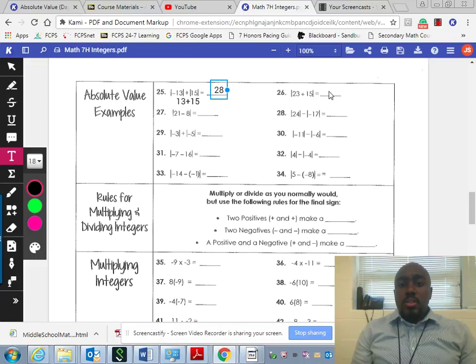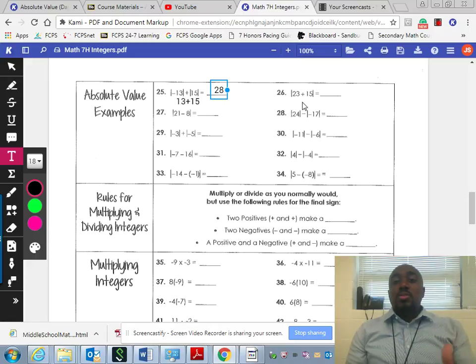Let's jump over here and do this example right here. Notice in this problem over here, the absolute value is around both individual integers, and here the absolute value is around the entire problem. So we're going to do the problem inside the absolute value symbols first, and then we're going to progress. So 3 plus 5 is 8, and 1 plus 2 is 3, so 38. So now we have the absolute value of 38.